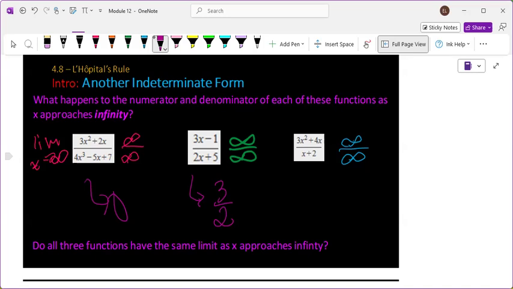If you graph this first one, it has a horizontal asymptote of 0. It approaches the x-axis as we move further and further out to the right or the left. This third one, though, the top is growing bigger. So this one is going to approach infinity. So we got the same indeterminate form, but the solutions to the limits are vastly different.